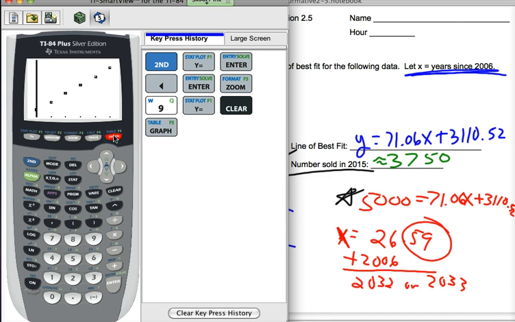Okay? So that's a little bit about how you deal with linear regression, which is what it's called, finding a line of best fit.